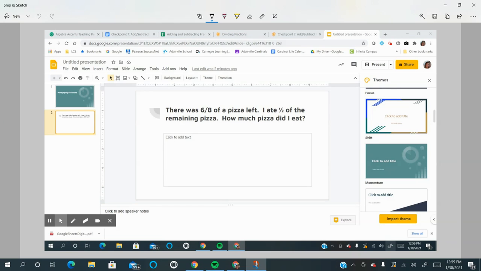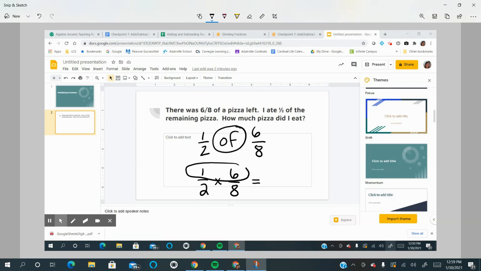So when you see a problem like this, it means you're taking half of 6/8. And when you see that word "of" in math, that often means to multiply. So this means 1/2 times 6/8. And multiplying fractions is much easier than adding and subtracting fractions and mixed numbers. You simply put the fraction together. 1 times 6 is 6, and 2 times 8 is 16.